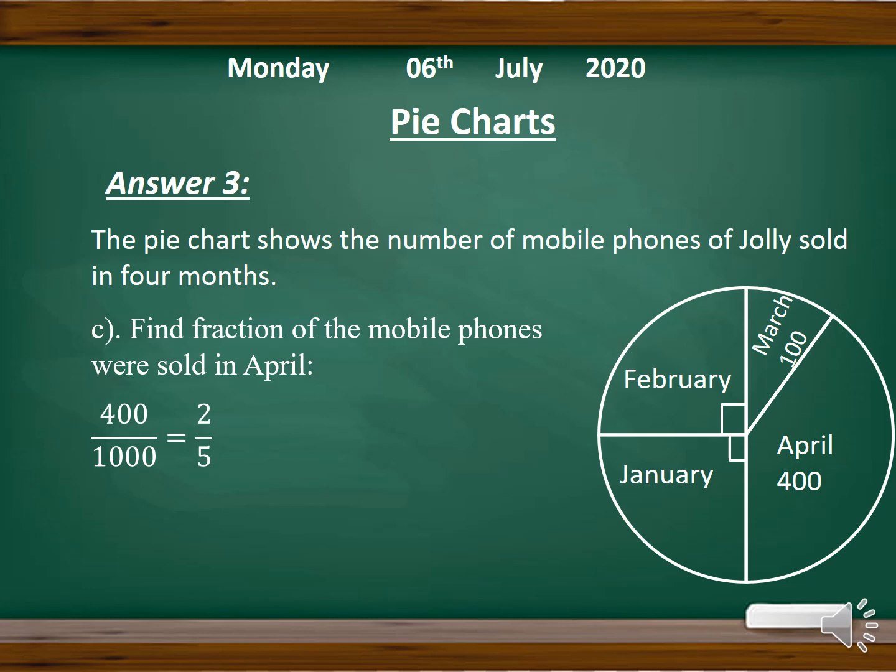Look at this one, both numerator and denominator can divide by 200 exactly. We can get 2 out of 5. So we can say 2 out of 5 here is in the form of a fraction already. So we can answer 2 out of 5 of the mobile phones were sold in April.